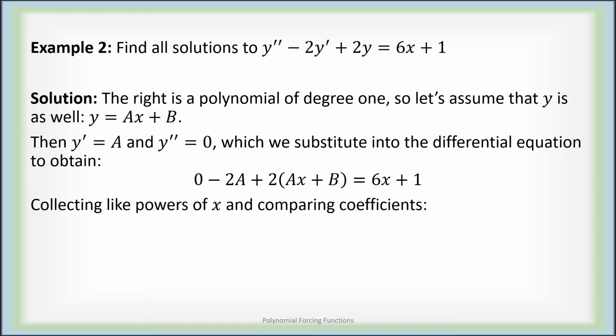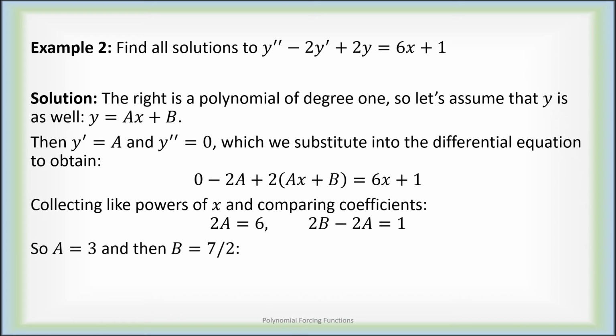We collect like powers of x and compare coefficients. So how many x's do we have on the left? 2a of them. How many x's do we have on the right? 6. So 2a must equal 6. What's our constant on the left? 2b minus 2a. What's the constant on the right? 1. So 2b minus 2a should equal 1. I directly get a is 3, and once we know a is 3, we can solve for b is 7/2. Therefore, the particular solution is 3x plus 7/2.